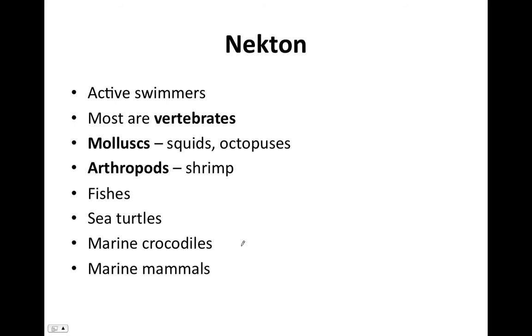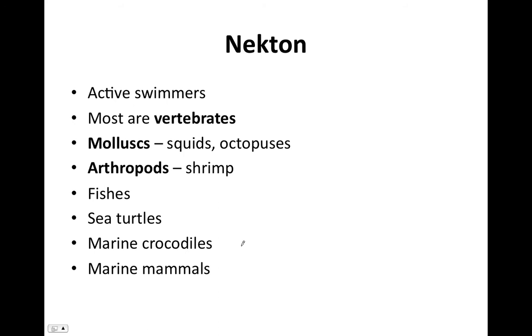So next we have nektons. Plankton are organisms that cannot actively swim, whereas nektons are the active swimmers. So they can swim against the current. They actually can have control over the lateral movement of their bodies.